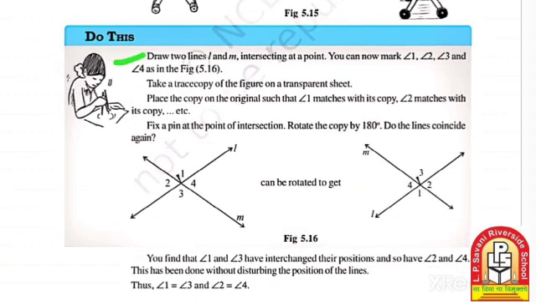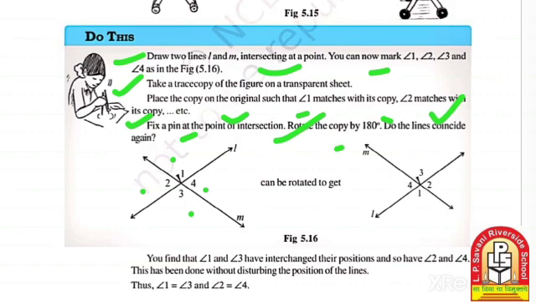And here, draw two lines L and M intersecting at a point. You can now mark 1, 2, 3 and 4 in the figure. Take a trace copy of the figure on a transparent sheet. Place the copy on the original such that 1 matches with its copy and 2 matches with its copy, etc. Fix a pin at the point of intersection. Do the lines coincide again?